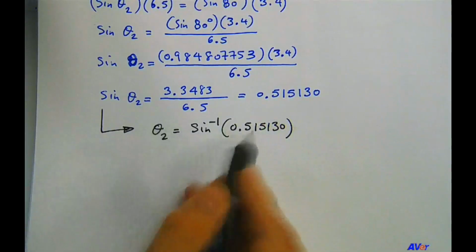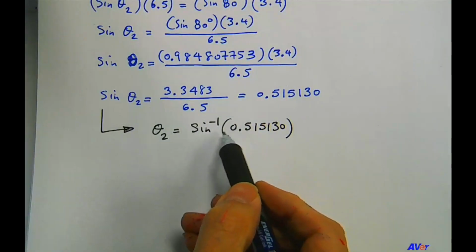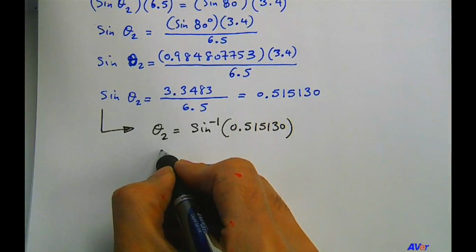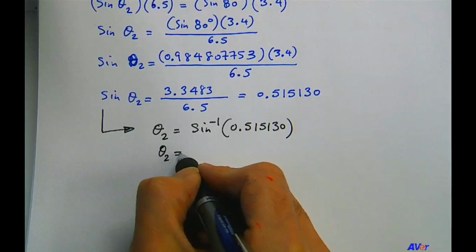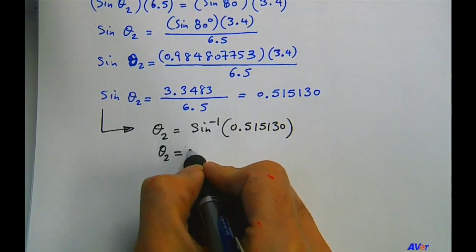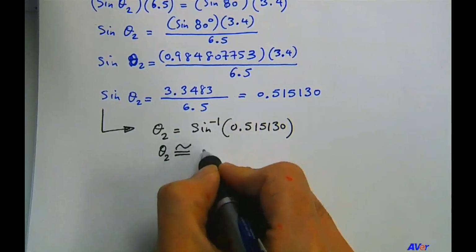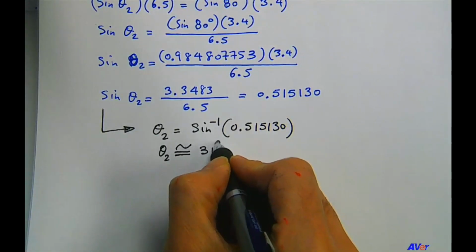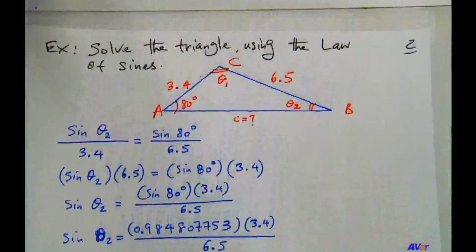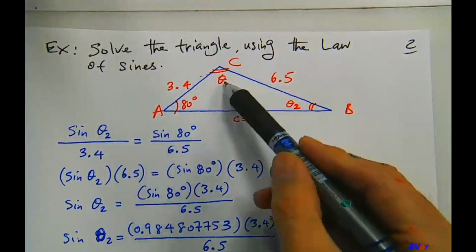Like that. So we need to calculate the inverse sine of that using our calculator. I did that, and I got theta 2 equals roughly 31 degrees. So that's one of the angles we wanted, right? That's theta 2. We also need theta 1.